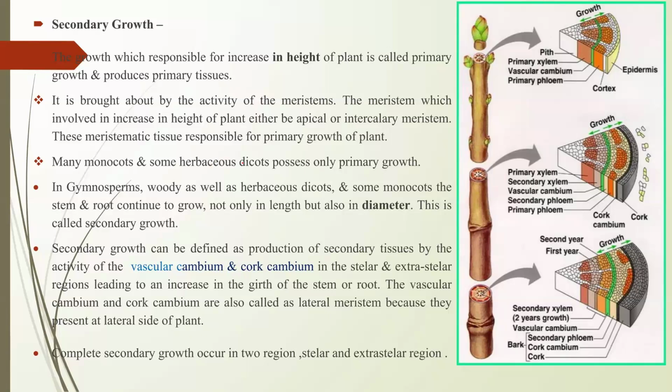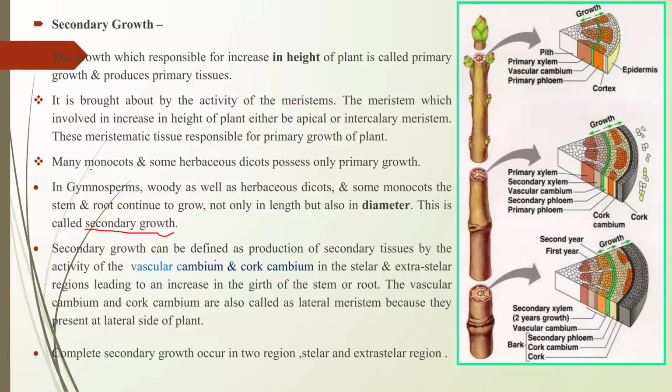Many monocots and some herbaceous dicots possess only primary growth, that is, they are mainly involved in the increase in height. In gymnosperms, woody as well as herbaceous dicots, and some monocots, the stem and root continue to grow not only in length but also in diameter. This is called secondary growth. Secondary growth means increasing the diameter of the stem.